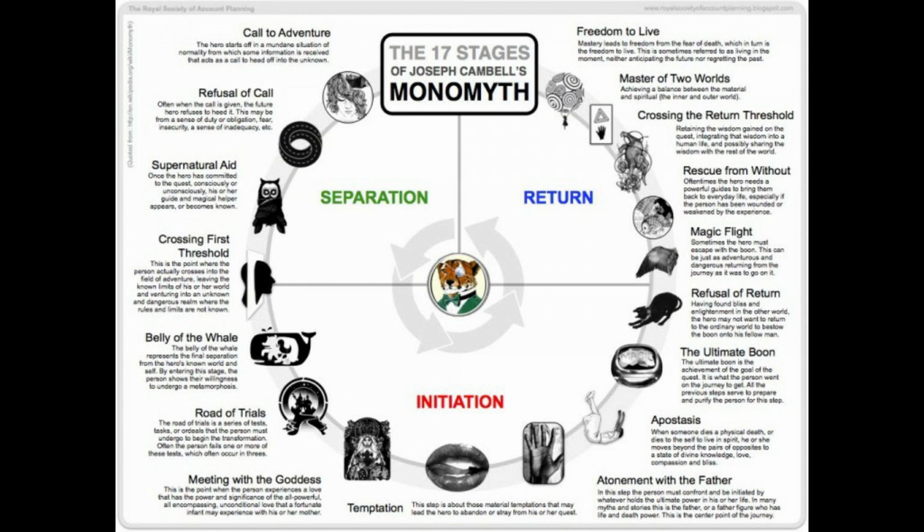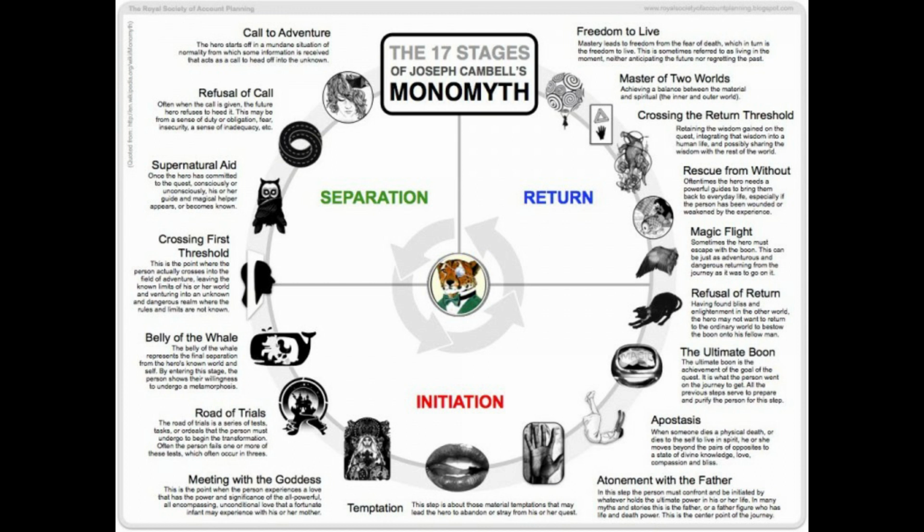Yeah, we see that even with Moses on Mount Horeb getting the staff that they're going to use, their magical staff. Crossing the first threshold, belly of the whale, road of trials, meeting with the goddess, temptation, atonement with the Father. That's apotheosis, the ultimate boon, refusal of the return, magic flight, return from without, crossing of the return threshold, master of two worlds, freedom to live.